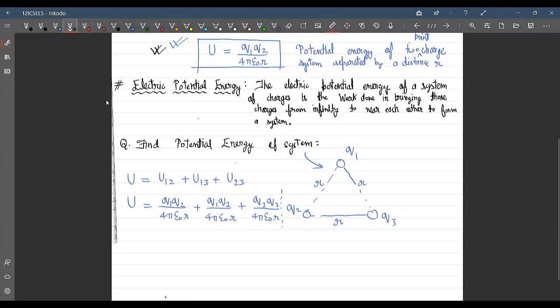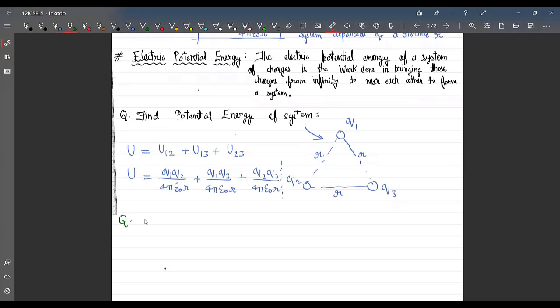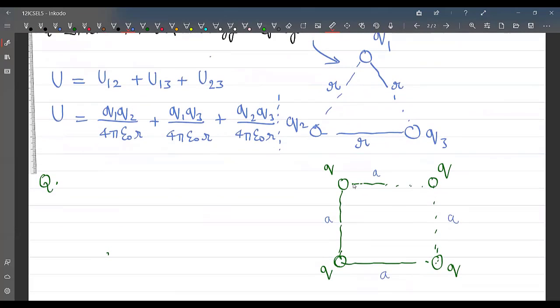And suppose you have a system of charges like this. There are 4 charges, and they are on the vertices of a square, the corners of a square of side a. So here there are 4 charges. You will be writing all the possible pairs. If there are 4 charges, the number of pairs is 6. The first with the third, the second one, this one, and this one. So there are 4 pairs which are separated by distance a.